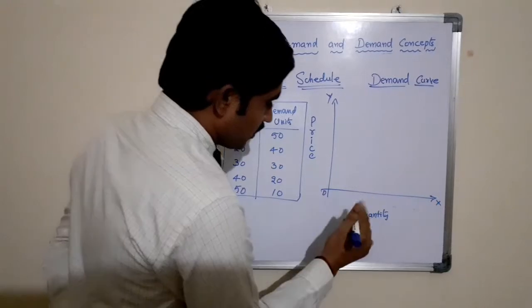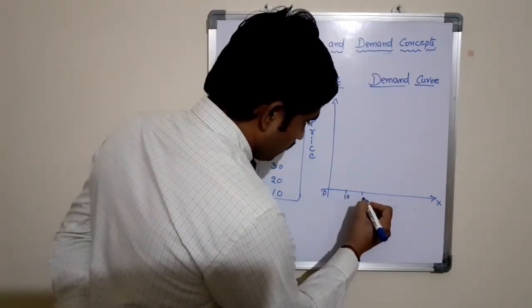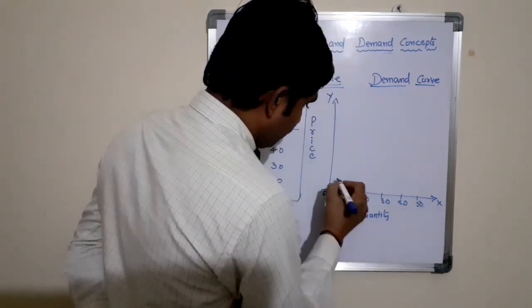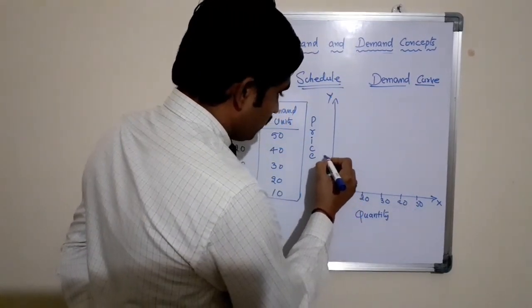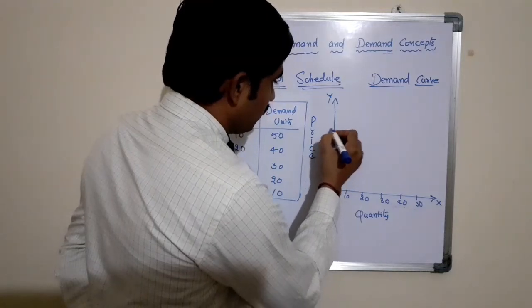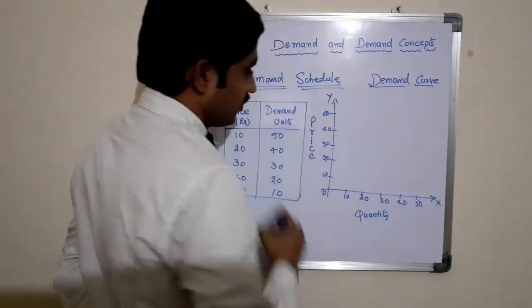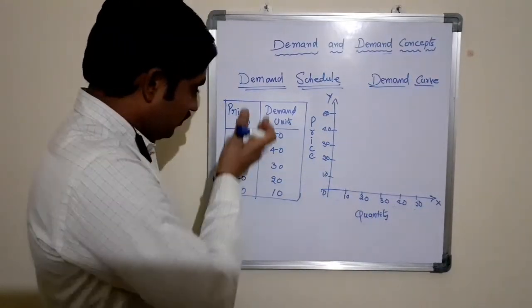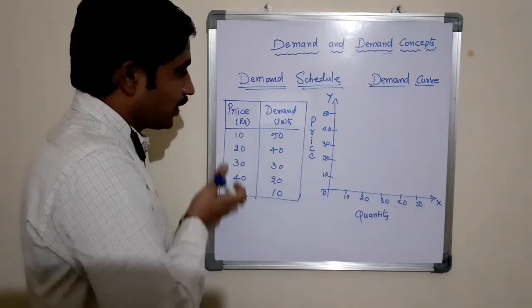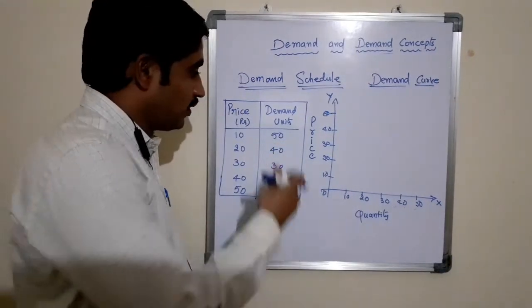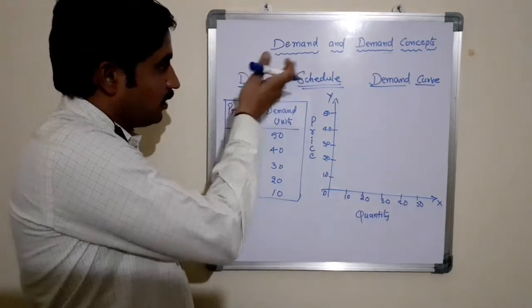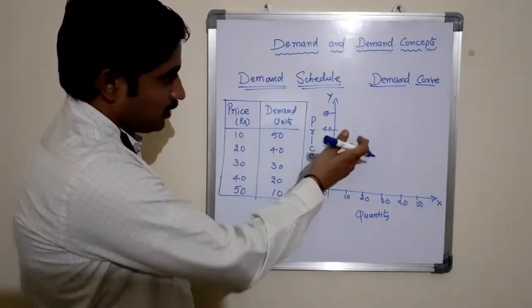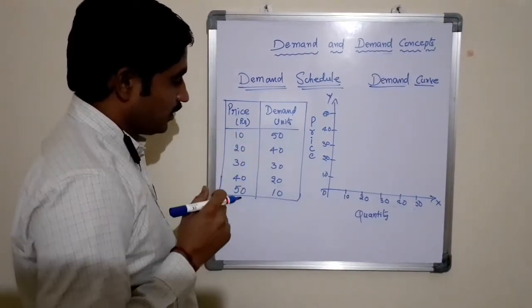Now I'm taking the scale 10, 20, 30, 40 and 50. Here 10, 20, 30, 40, 50. Right? Here these scalings are taken from the range of the price and the quantity demanded in terms of units in the demand schedule. Now let us plot the points in the graph based on the demand schedule.